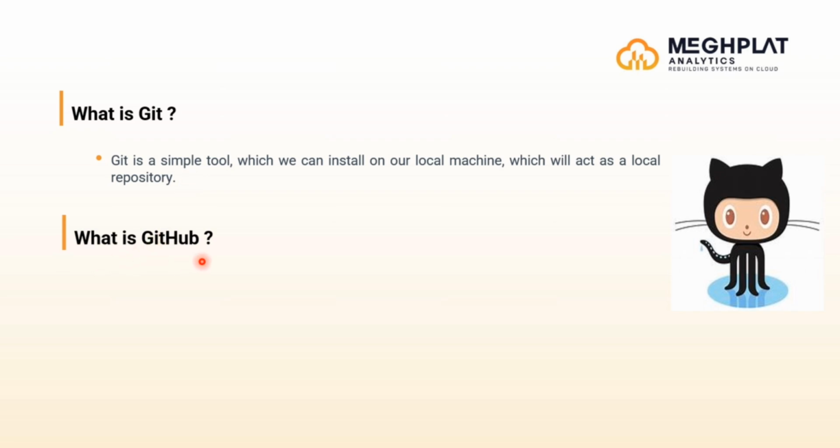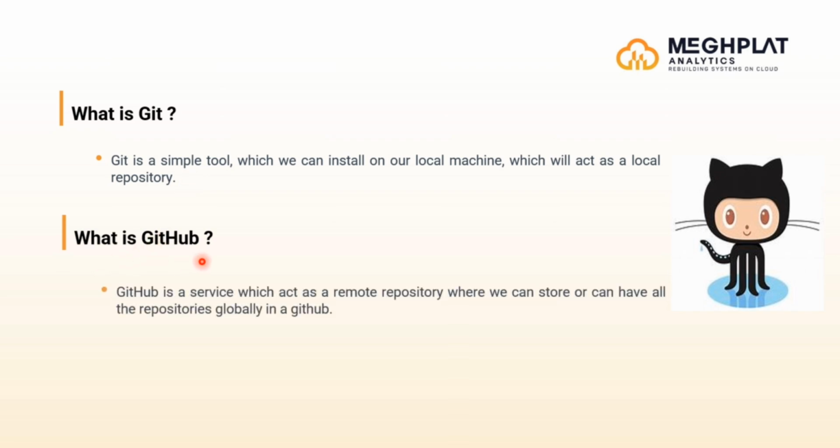So, what is GitHub? GitHub is a service which acts as a remote repository where we can store or have all the repositories globally in GitHub. We can say that GitHub is an enterprise transforming, startup launching, community driven, super secure, open source championing, cloud based platform. It makes it simple for the developers to collaborate with one another on open source projects and exchange code files.